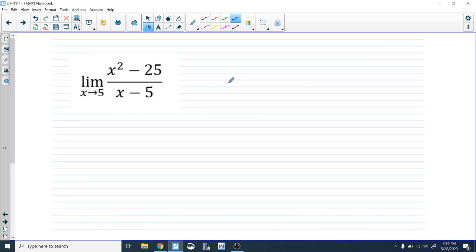All right, so let's move on to a second example now, where we look at something that is going to be a little bit trickier. The limit as x approaches 5 of x squared minus 25 over x minus 5. Now I want you to keep in mind again that I said the first thing you should always try is substitution, even if you know it's not going to work.